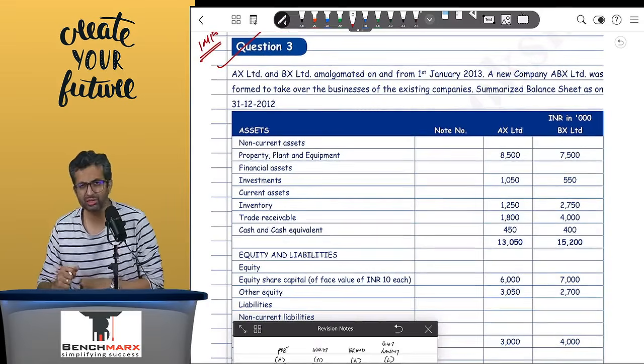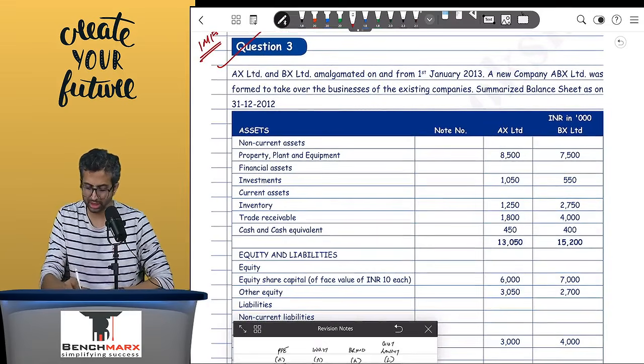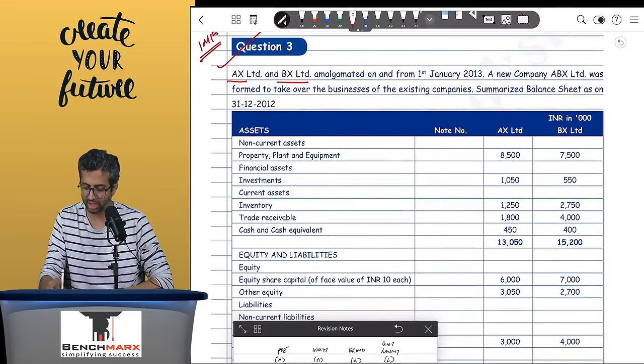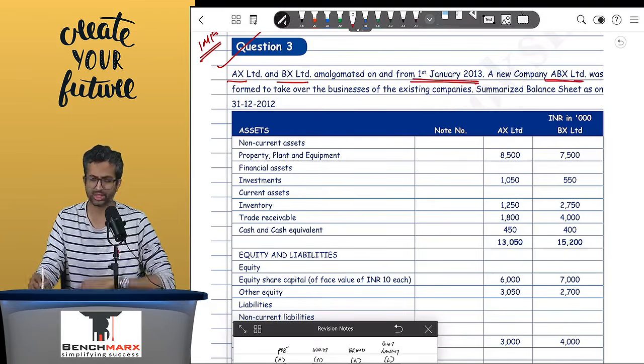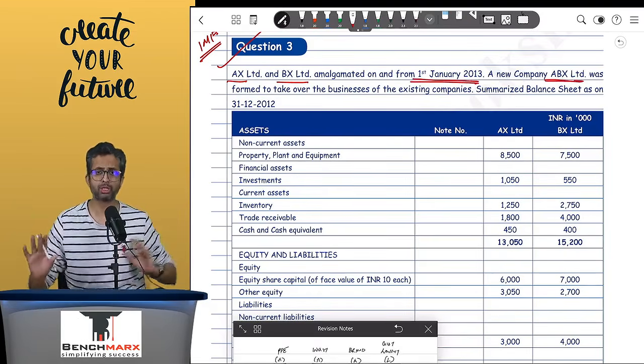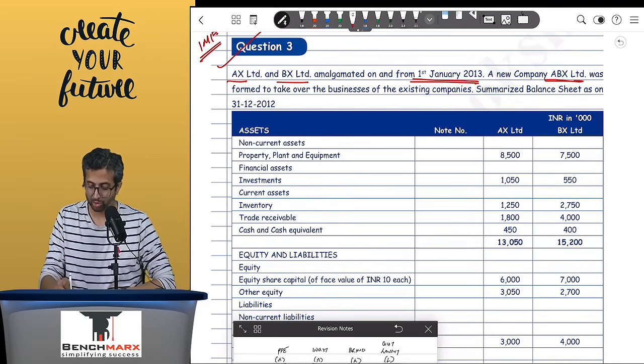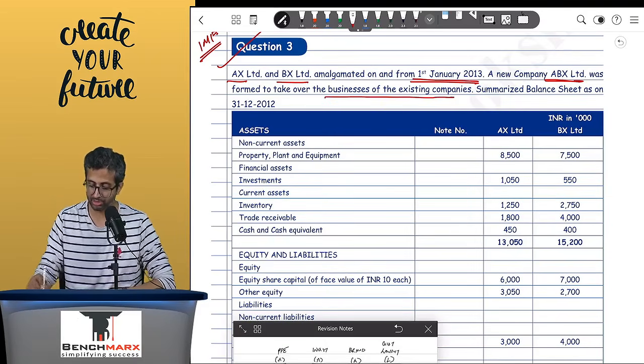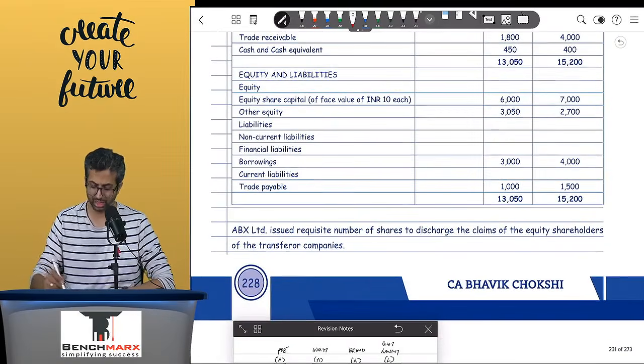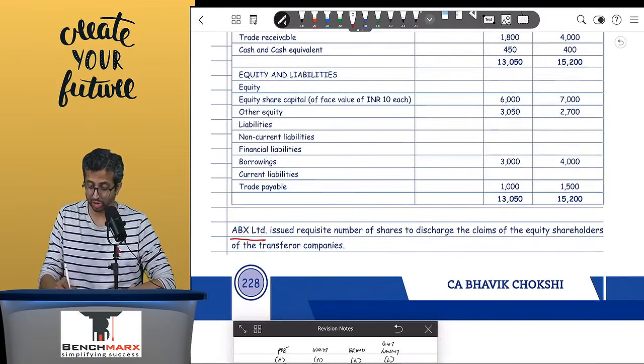So let us review this question. There is a company AX and BX amalgamated to form from 1st January 13 a new company ABX. So basically let's call them A and B coming together to form a new company AB. So this is an amalgamation type of a question. It was formed to take over the business of the existing companies. Summarized balance sheets are given below. So you have a detailed balance sheet given. ABX issues the requisite number of shares.